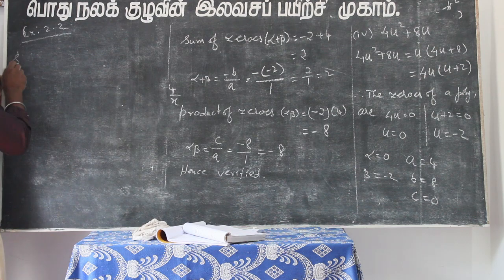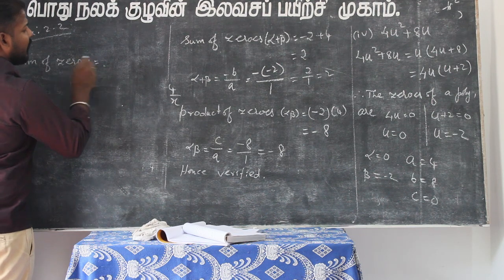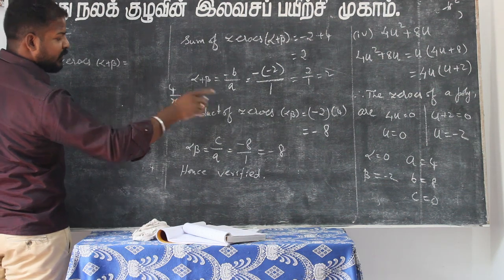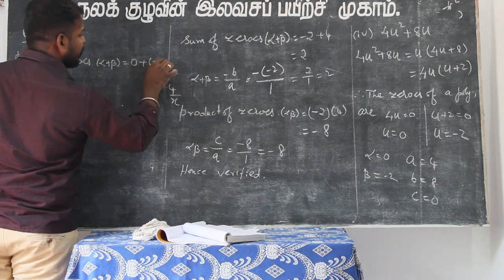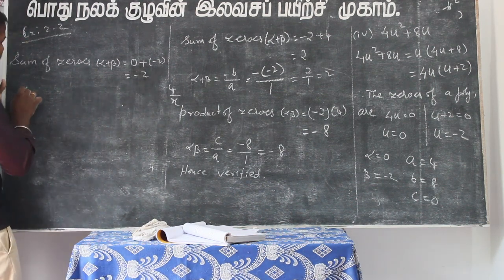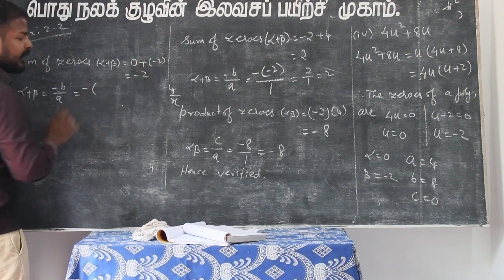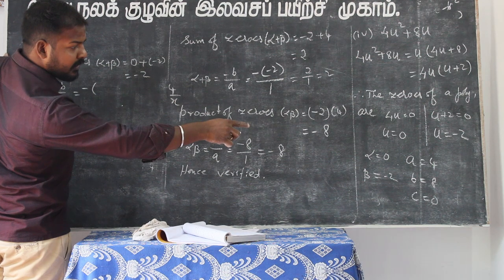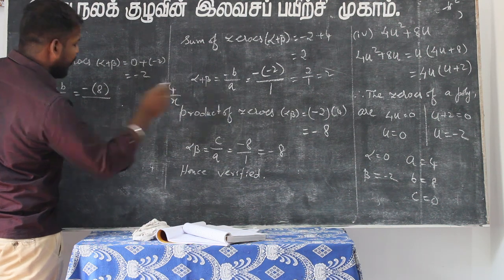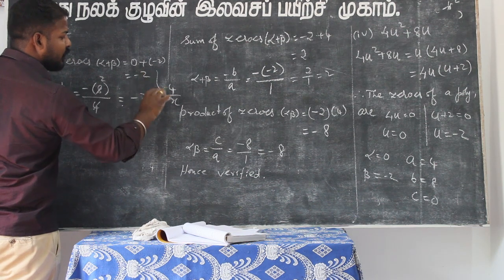Sum of zeros, what will we get? Alpha plus beta. So alpha plus beta is equal to 0 plus minus 2, you are getting minus 2 here. Next, the coefficients. Alpha plus beta is equal to minus b divided by a. Minus into what is your b? B is nothing but 8, divided by a, which is 4. Cancelling by 2, we get minus 2. These both are equal here.